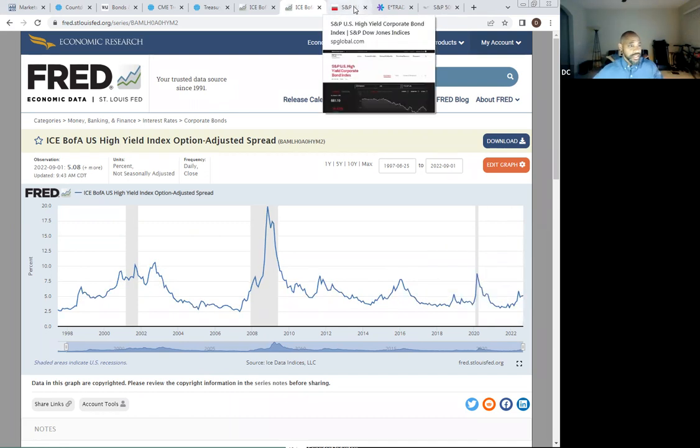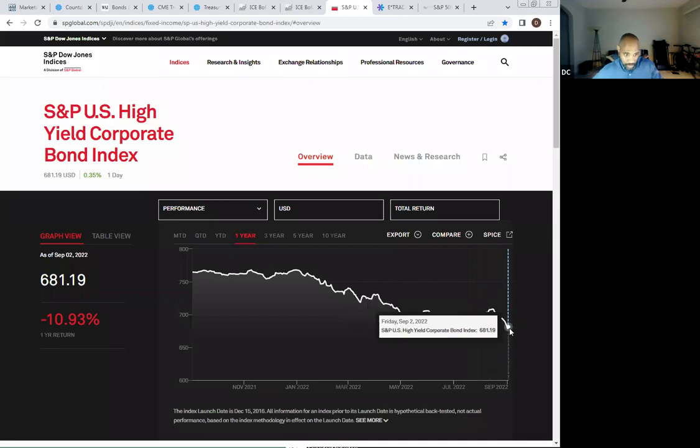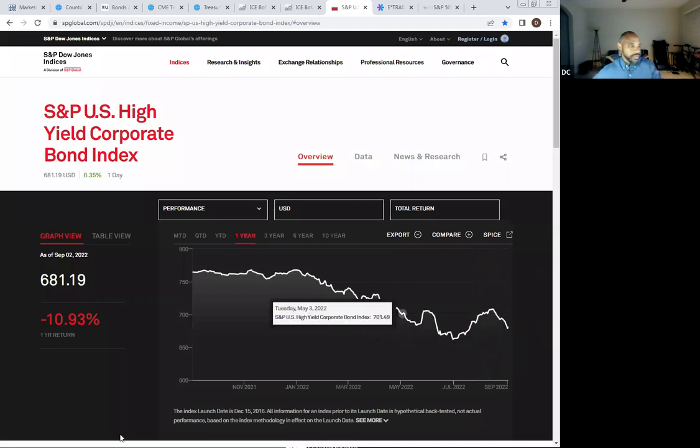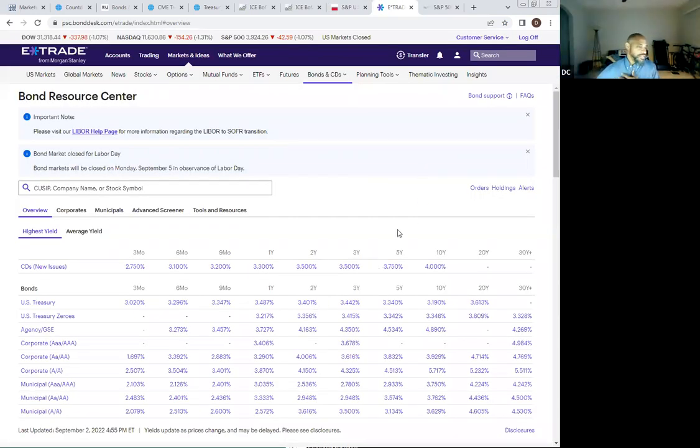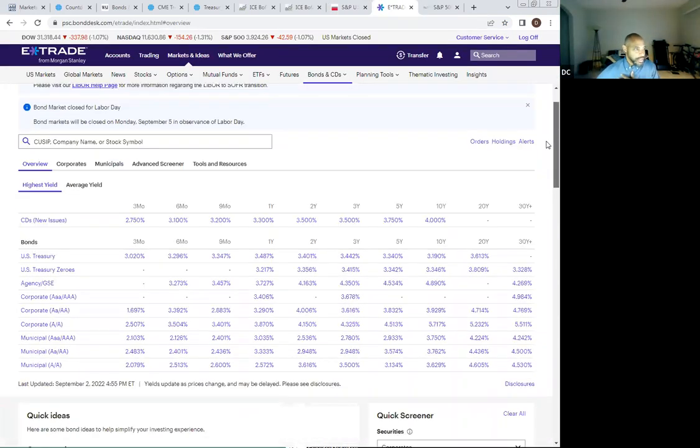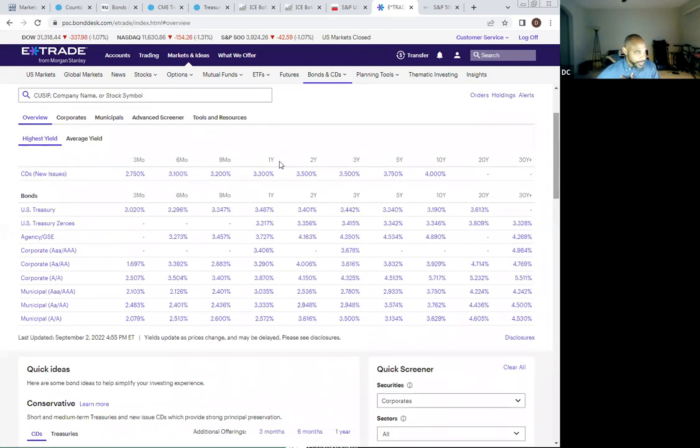So let's look at that and see too. Here, if we look at the high yield index, the return has gone down. I just wanted you guys to see that too. The high yield corporate index has gone down because people aren't getting paid enough return for the risk that they're taking. And so what does that look like here? So let's have this rate center up real quick so you can take a look.